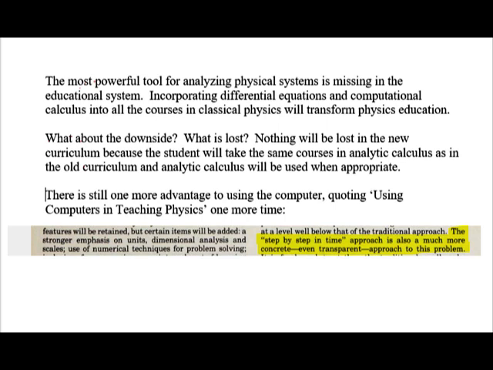What about the downside? What is lost? Nothing will be lost in the new curriculum because the student will take the same courses in analytic calculus as in the old curriculum, and analytic calculus will be used when appropriate. There is still one more advantage to using the computer. Quoting "Using Computers in Teaching Physics": the step-by-step in time approach is also a much more concrete, even transparent approach to this problem.